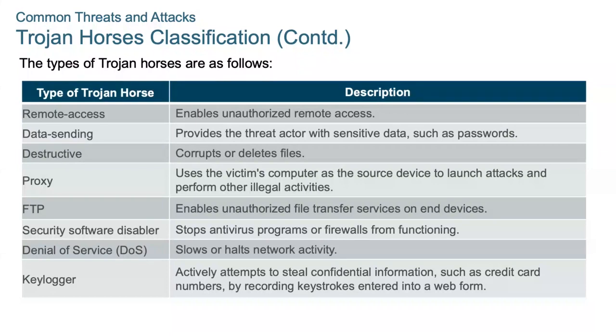So another one is the keylogger type of attack. So this keylogger actively attempts to steal confidential information such as your login information or credit card numbers by recording the keystrokes entered on your web pages. So this is the second type of attack, which is somewhat more dangerous than your virus. And a third type of attack is your worms, we used to say.